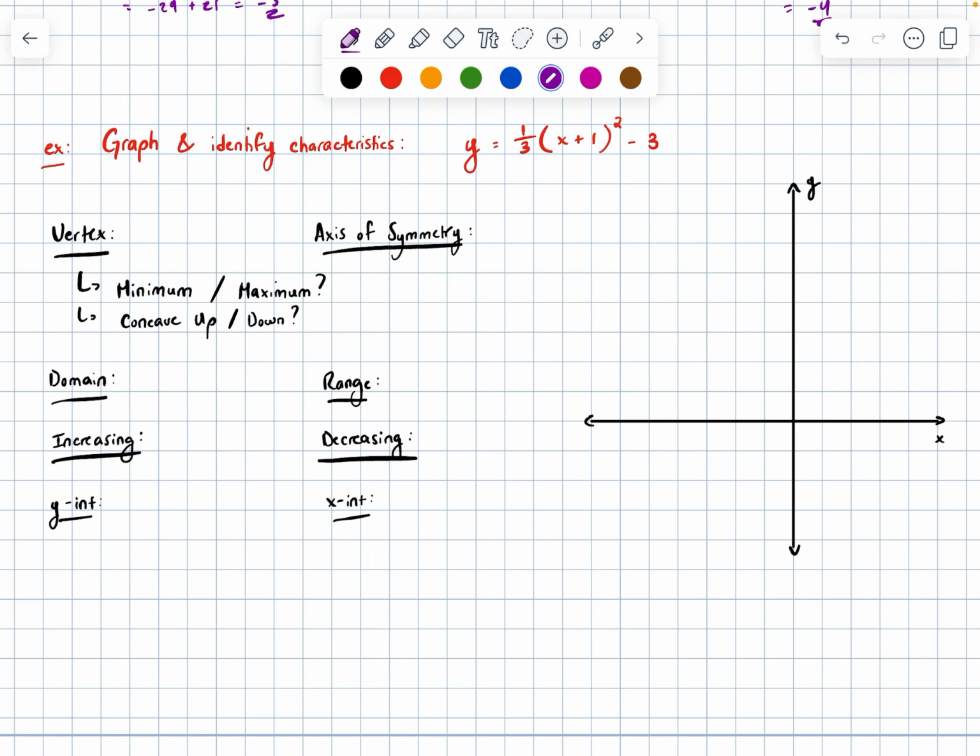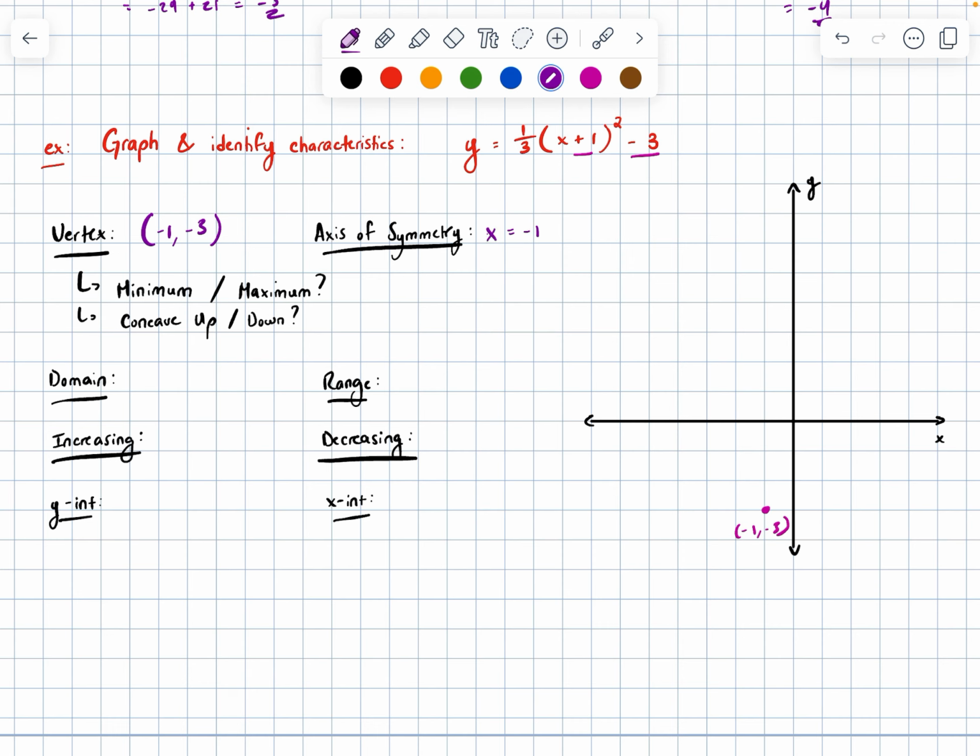y equals 1/3 quantity x plus 1 squared minus 3. This guy is in vertex form, which means I can immediately identify my vertex. This plus 1 here tells me I went 1 to the left. This negative 3 tells me that I went 3 down. That tells me that the point negative 1, negative 3 is on my graph as my vertex. Negative 1, negative 3 would be right over here.